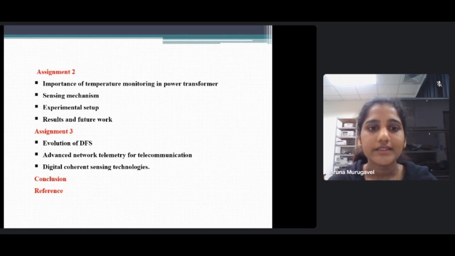Then the third assignment is about the evolution of DFS, advanced networks for telecommunication, and digital coherent sensing technologies. And the last one is the conclusion and references.